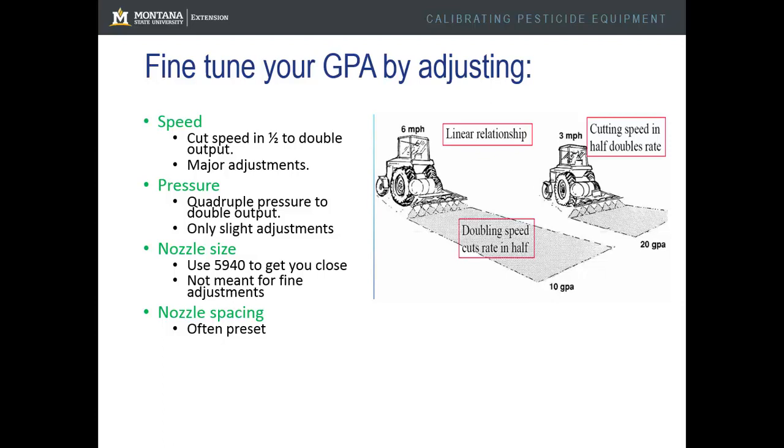Pressure should never be adjusted to the extremes, as pressure too high often results in fine droplets, excess drift, and loss in pesticide through volatilization. Pressure too low for a nozzle will result in an inconsistent spray pattern and little coverage.